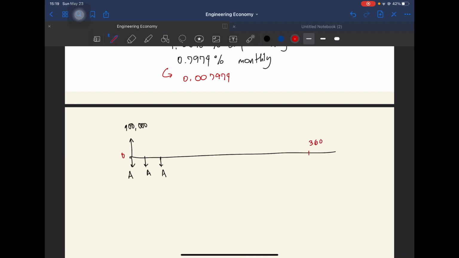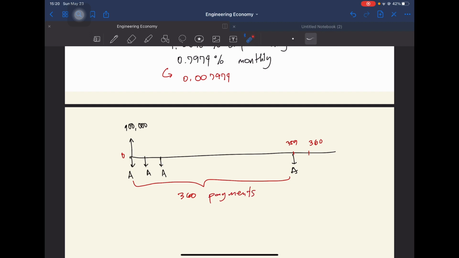But where does your last payment appear? Not here, because it's an annuity due. It appears at 359. This is the beginning of the last month, and this is the end of the last month. So your last payment appears here, not there. But you still have 360 payments. How much is it? Let's find out.